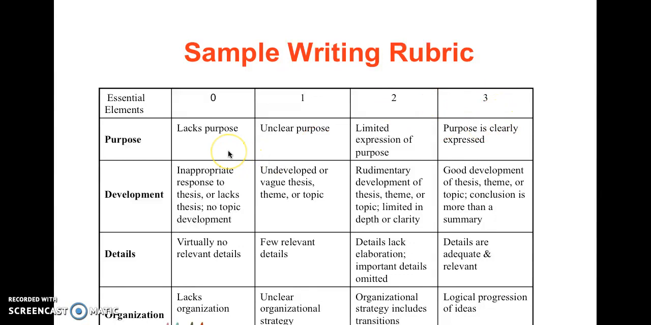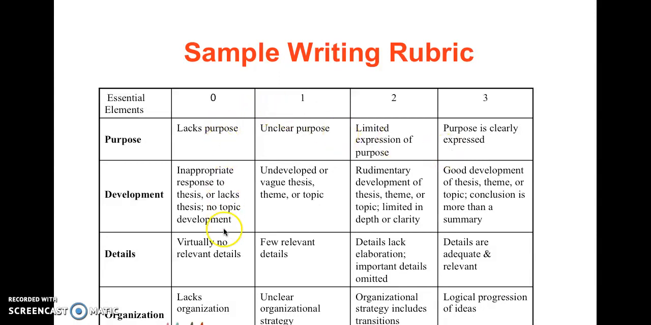But you can see how it goes from what's the very worst, lowest, whatever expectation here, totally lacking purpose, to what's the highest expectation, purpose is clearly expressed. And so as you develop your rubric, that's what you want to be thinking about, is what's the top of the top? What's the very best gold standard I'm expecting? And then on the other side of it, what is the very worst? What's the worst thing that someone could do?